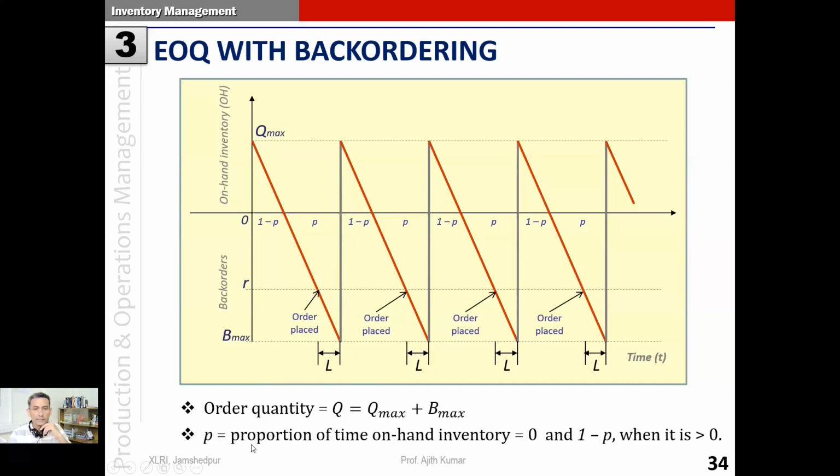P is the proportion of time on-hand inventory is 0. You can see in this graph here that the order cycle, the replenishment cycle, is divided into two parts. One part represents the existence of on-hand inventory, and that part takes place over a proportion of time which is 1 minus P. And for the P proportion of the time, there is no inventory on hand, or there is backordering. So P represents the proportion of time that backordering happens, or on-hand inventory equals 0, and 1 minus P is the other proportion of time of the cycle when it is greater than 0.